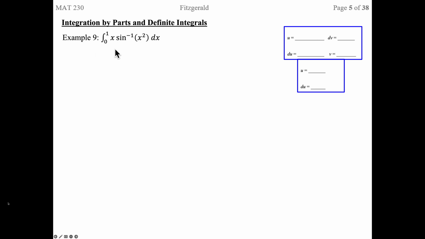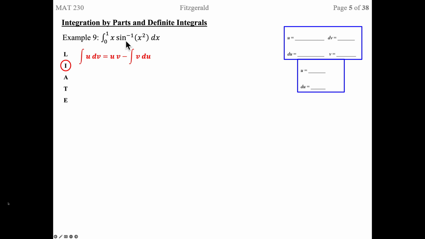Okay, welcome to integration by parts and definite integrals. Looking at example 9, we're going to integrate from our lower bound of 0 to upper bound 1 of x times the inverse sine of x squared dx. So grabbing your acronym, we have an inverse trig function, that's for I. Let's put down our integration by parts formula.